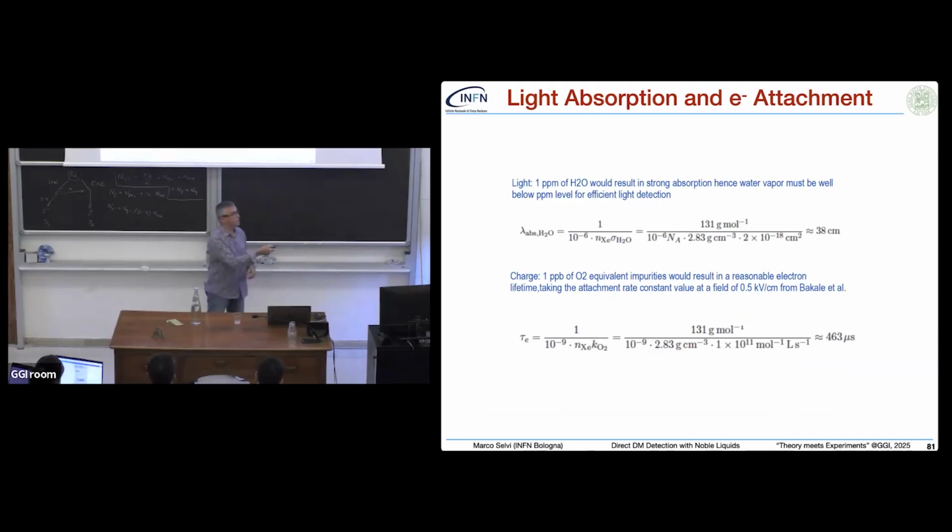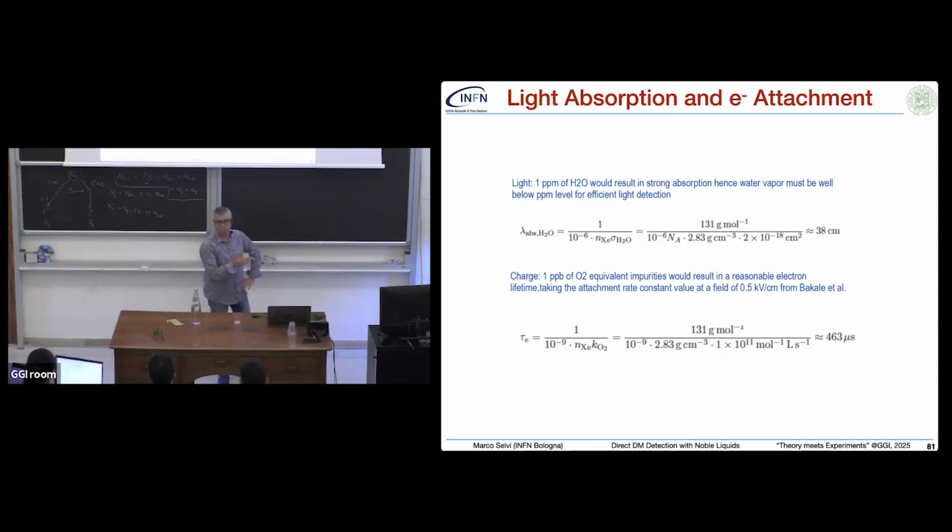Just to give you a few numbers, with 1 ppm, 1 part per million of water, we have an absorption length of 40 centimeters. Again, consider that we are aiming at building a meter size, multi-meter size detector. So this is too short. We want to be definitely better than this, such that the precious light that has been emitted can be really collected.